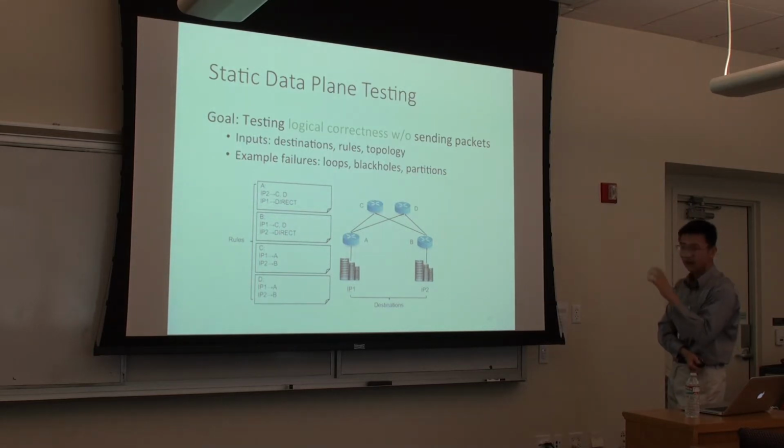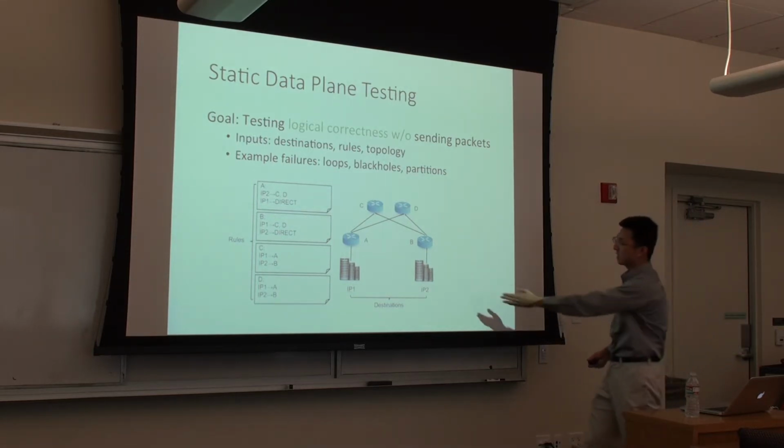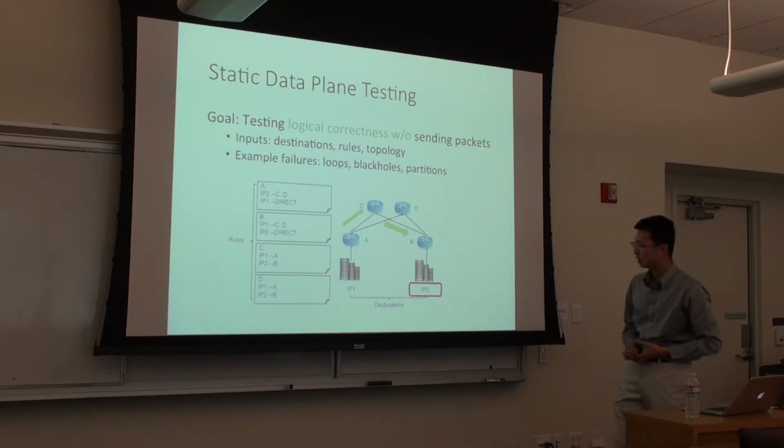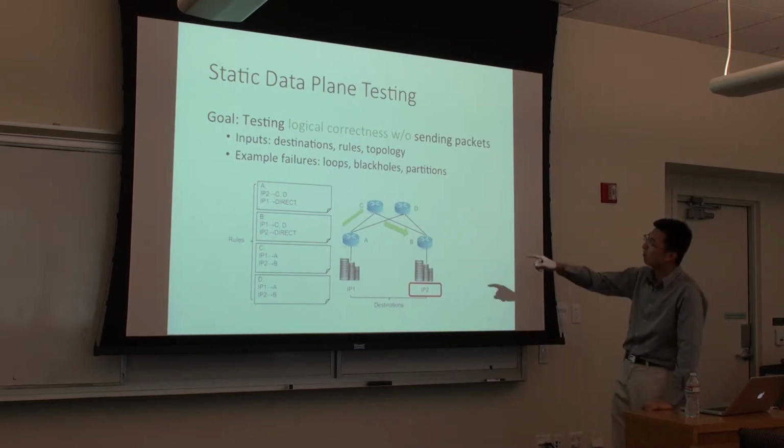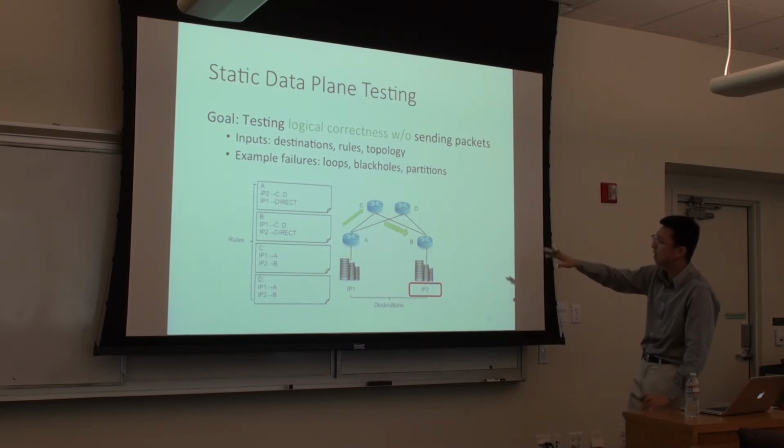And if everything is correct, all the packets destined to this destination IP2 will go from A to C to B. This is just one path. It can also go from A to D to B. I didn't show you here.